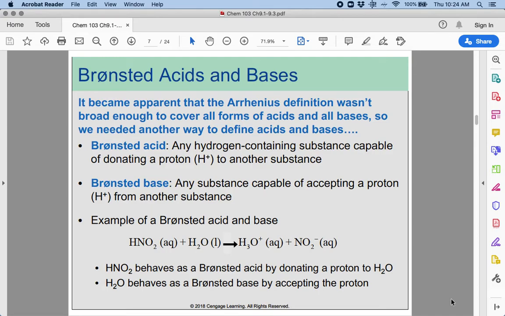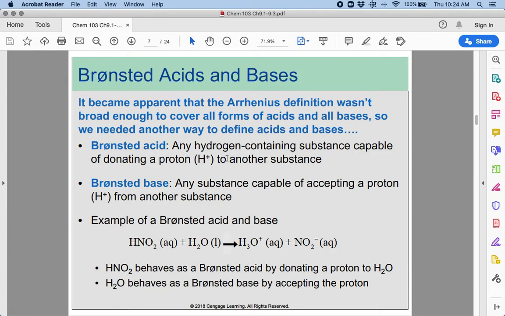It became apparent that the Arrhenius definition wasn't broad enough. It wasn't covering all different forms of acids and bases that we were experiencing. And so we need to come up with a different definition for acids and bases. Sometimes your textbook refers to it as the Bronsted, sometimes it's referred to as the Bronsted-Lowry acid definition. These are the people who contributed to the understanding of this definition. But we're going to move ahead and talk about this.